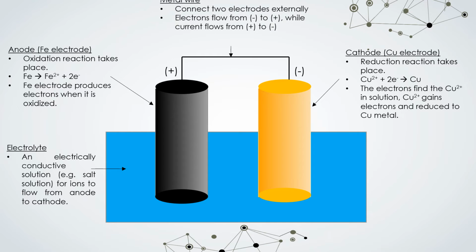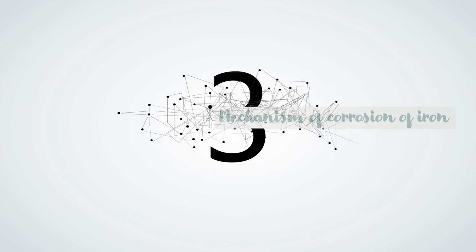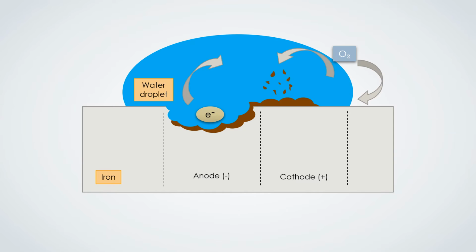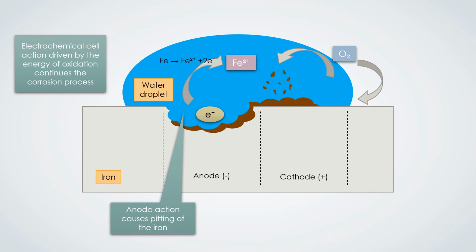A metal wire connects to the electrodes externally. Through this metal wire, electrons flow from anode to cathode, while current flows from cathode to anode. An electrochemical reaction is a process in which electrons flow between a solid electrode and a substance, such as an electrolyte. The opposite of oxidation is reduction, which is the gaining of lost electrons.